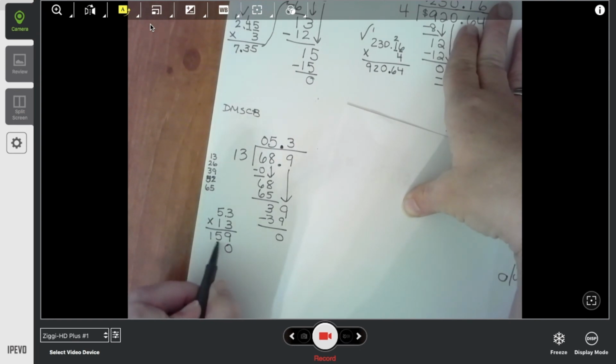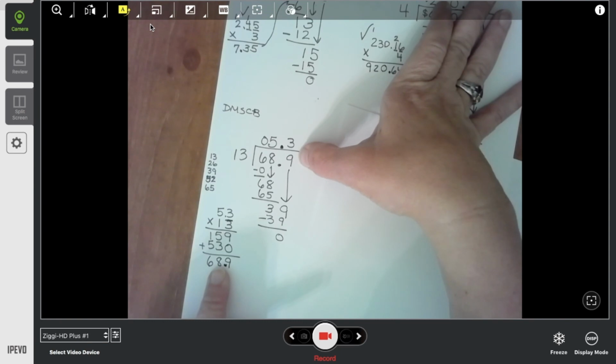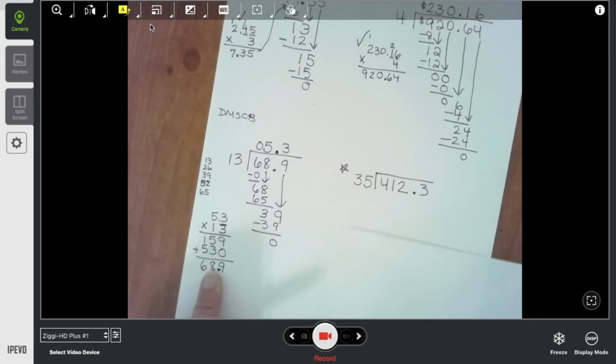placeholder, one spot behind the decimal, no spots behind the decimal here, so 1 spot behind the decimal in my answer. This and this are the same. I know I'm right.